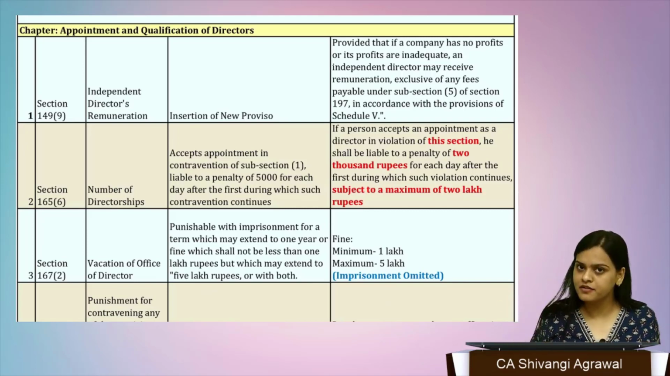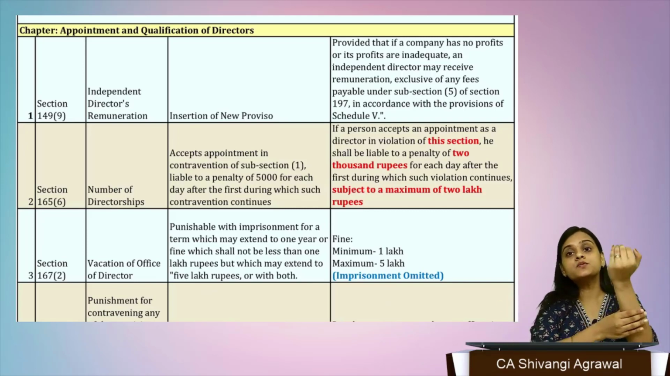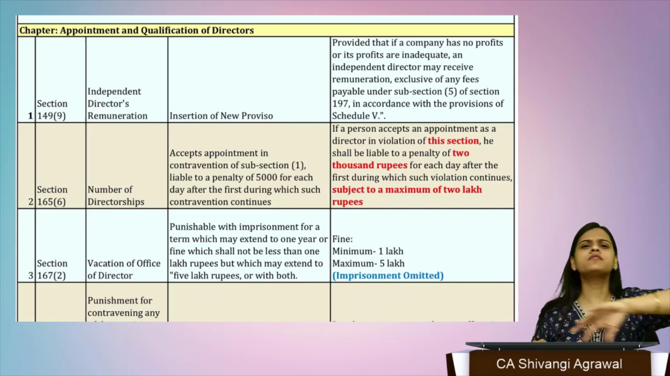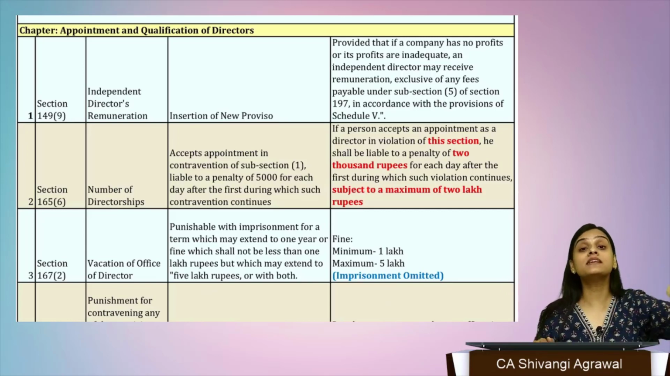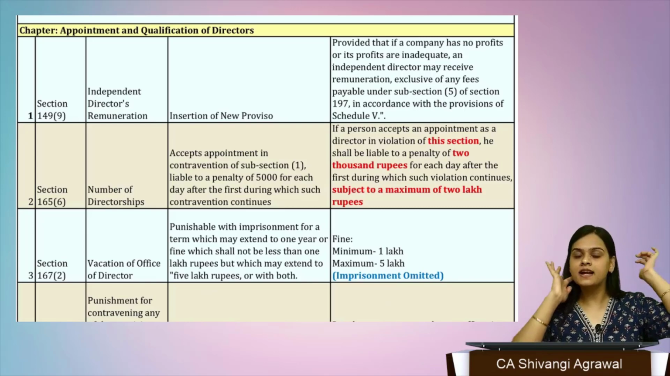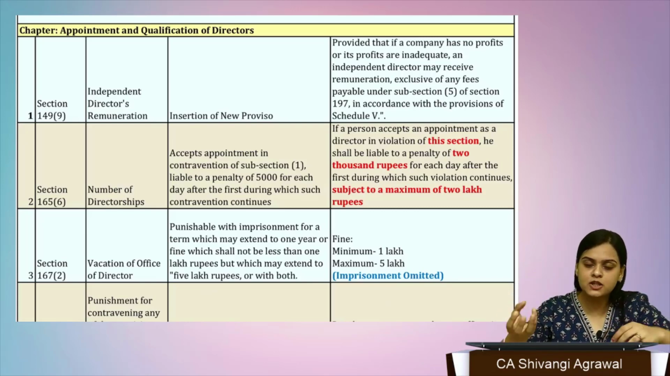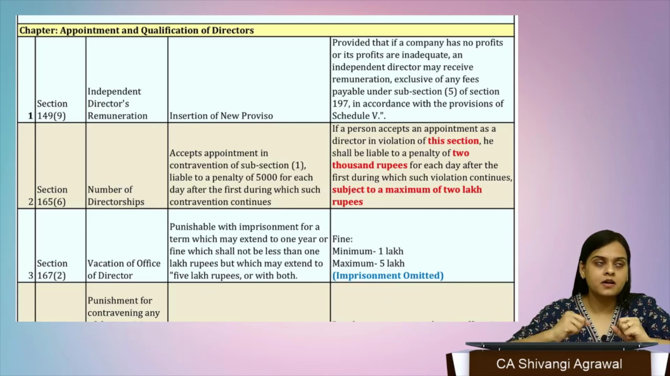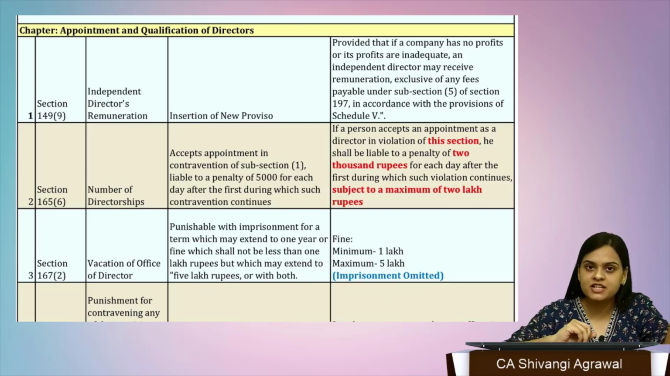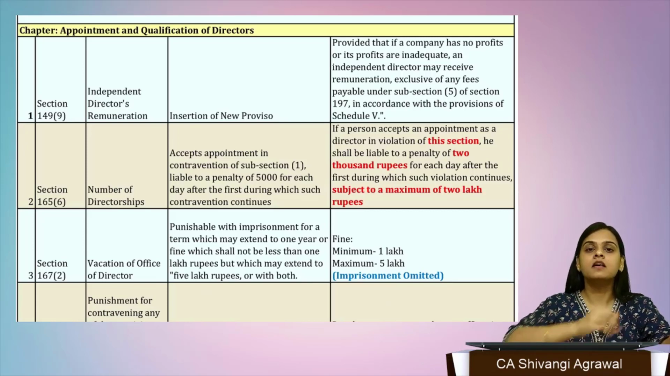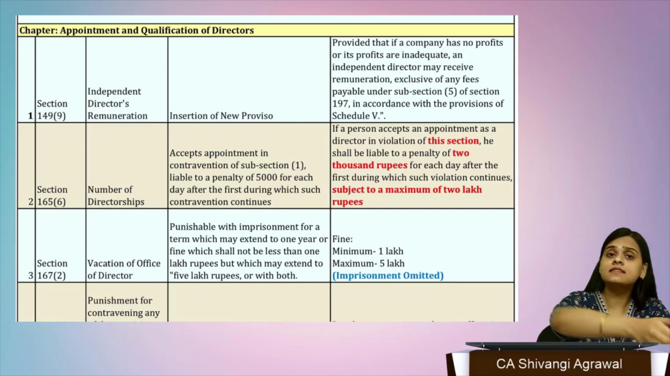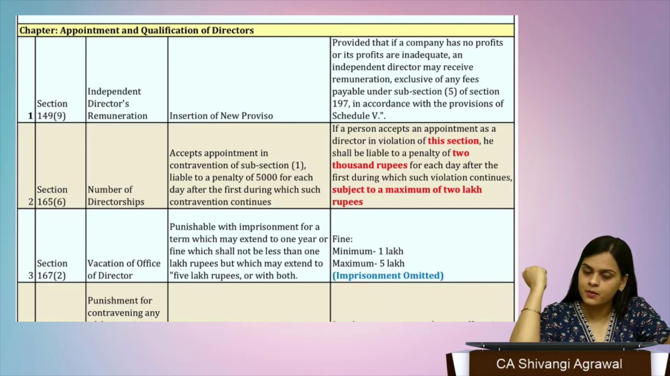We have two categories of directors: executive directors and non-executive directors. The executive directors and the non-executive directors are nowhere defined in the Act. But from the definition of executive directors, we extract that the managing director and whole-time director are executive, and others than that are non-executive directors, right?